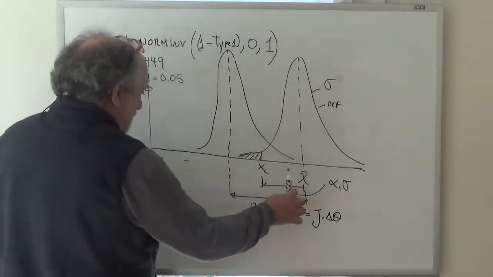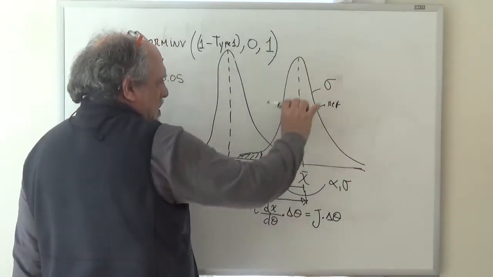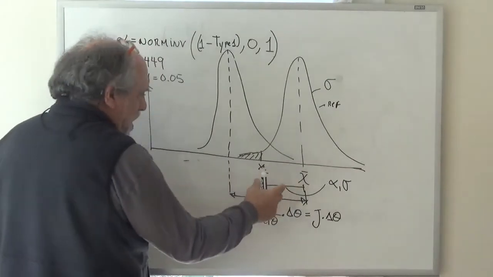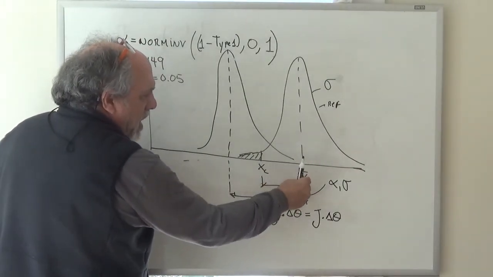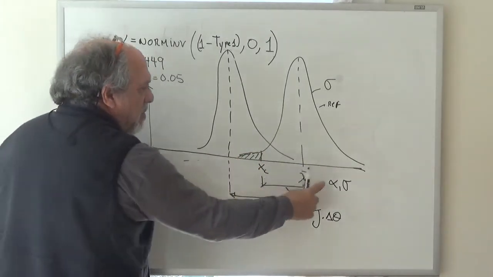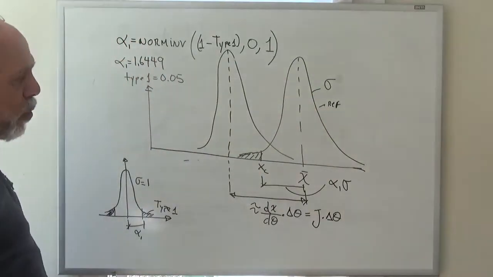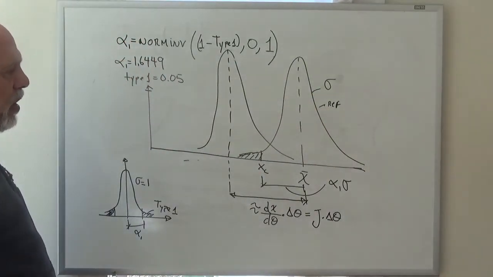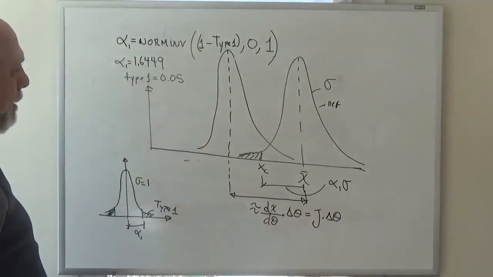Needless to say, if this is the data not shifted to the center or anything, and this is the mean, how far do I need to move this way so I only have 5% left is simply alpha 1 times the sigma of this distribution, which is not 1, but everything is proportional. So this is where my XC is, right?